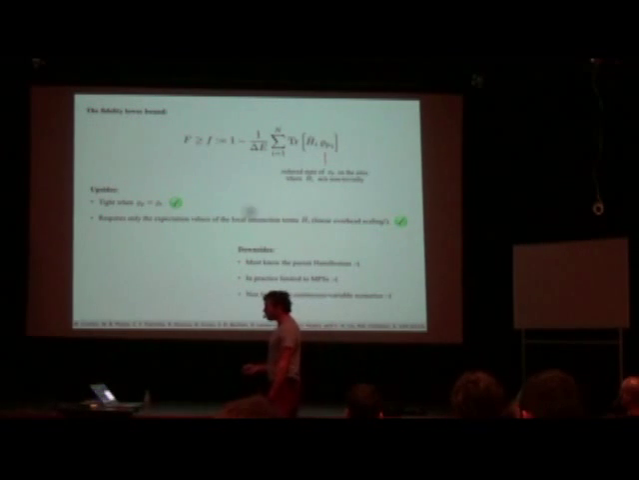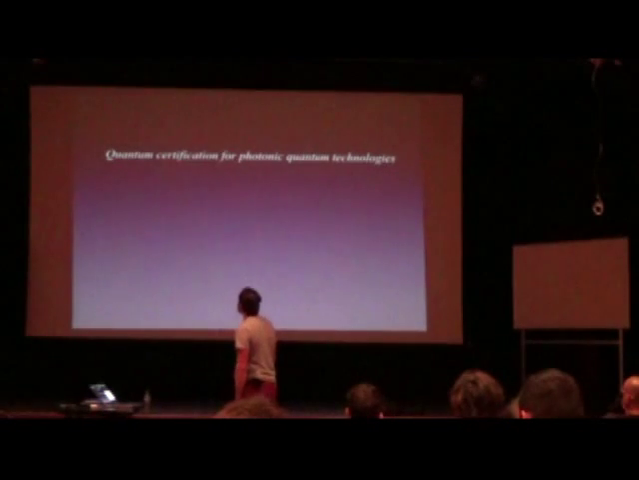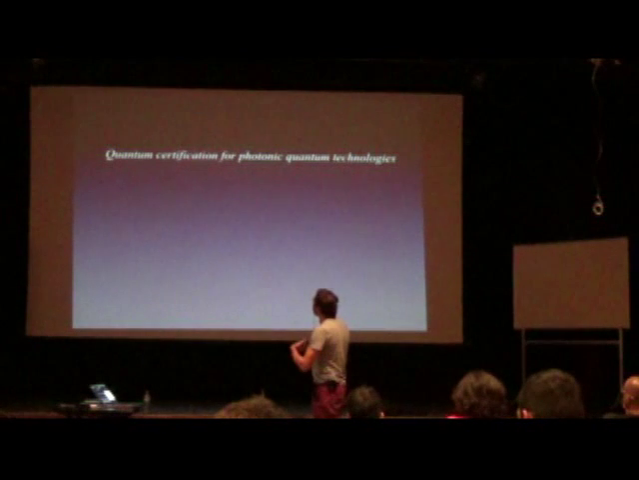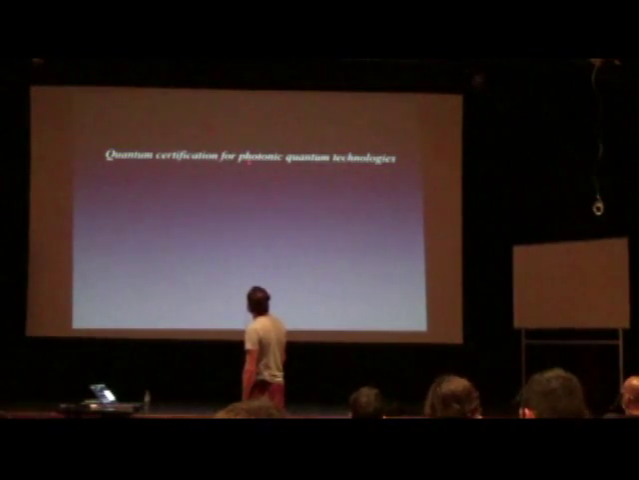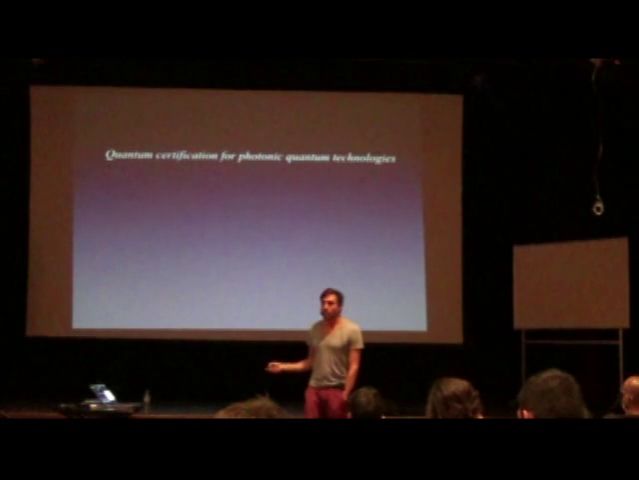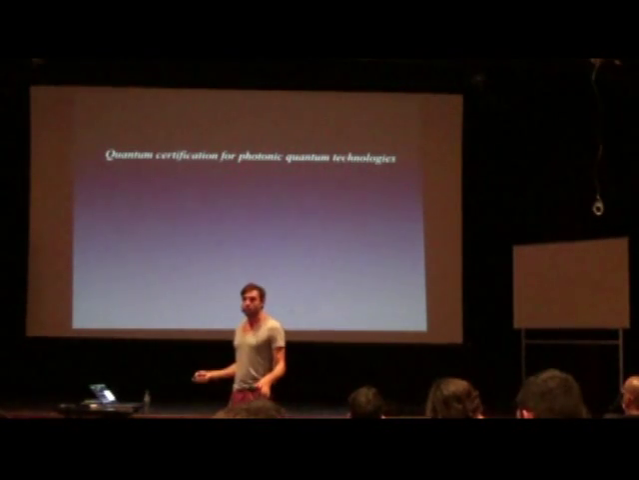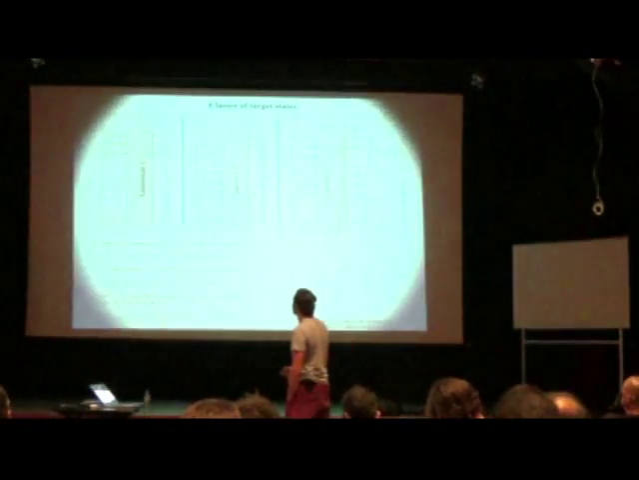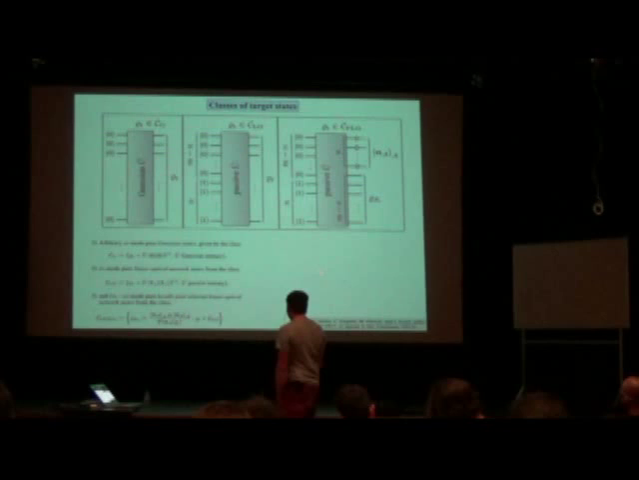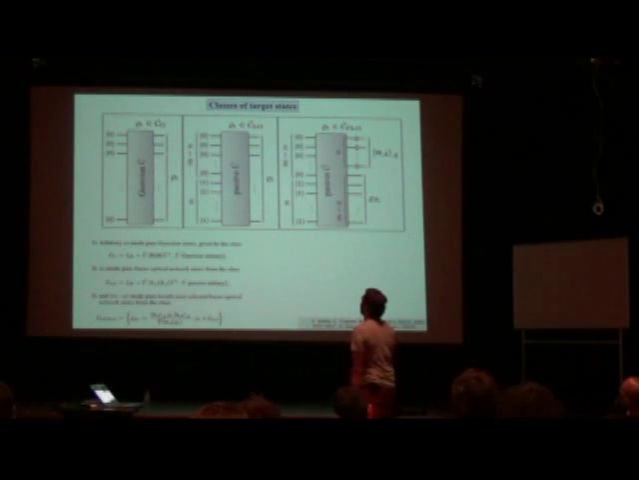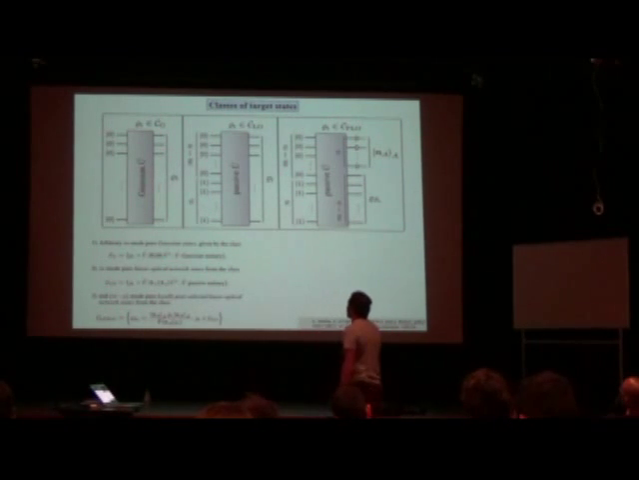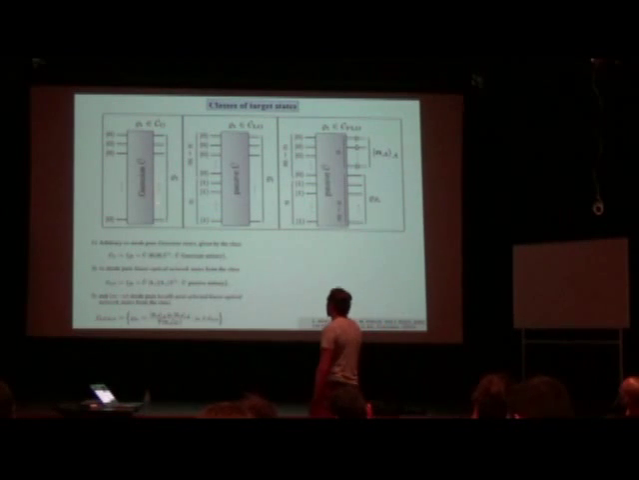So the other scenario that I want to talk about for the extremality-based fidelity lower bound is, let's say, quantum certification of photonic technologies, right? So the previous slides refer to qubits, if you want, and then we can do something similar for photonic state preparations. So recently we wrote a paper where we were able to certify the following classes of target states, right? This is not an MPS here.